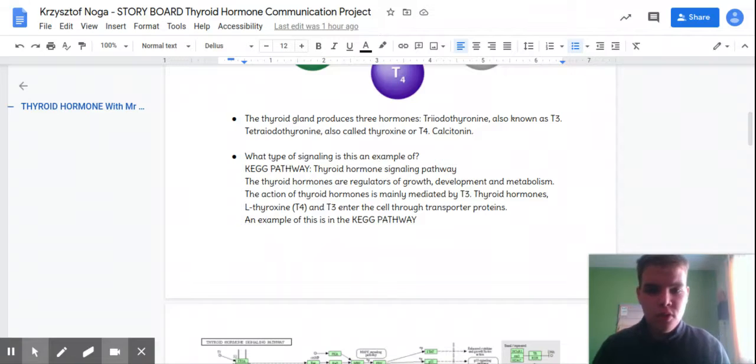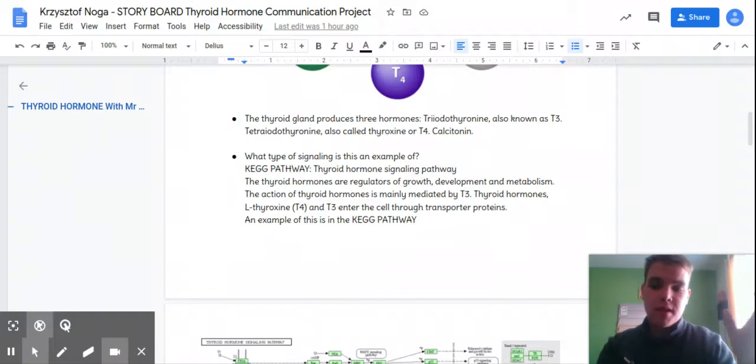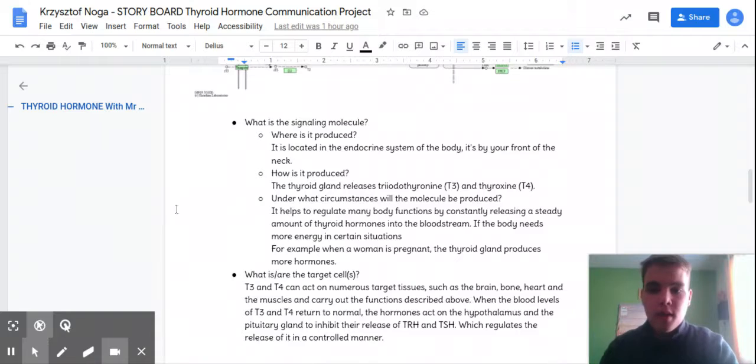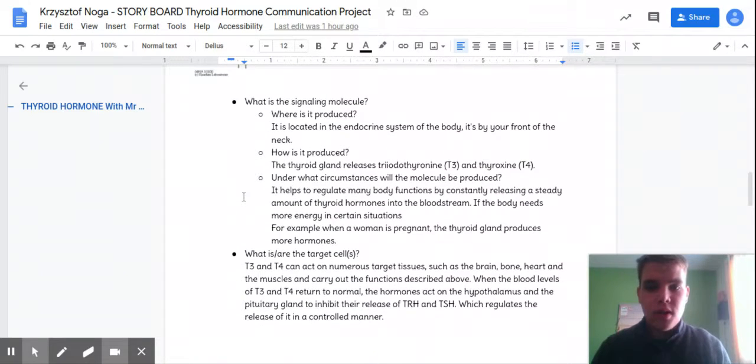Thyroid hormones like T4 and T3 enter the cell through transporter proteins, through facilitated diffusion and passive diffusion down the concentration gradient. The signaling molecule is produced in the endocrine system of the body, by the front of your neck. How is it produced? It's produced by the thyroid gland releasing T3 and T4.